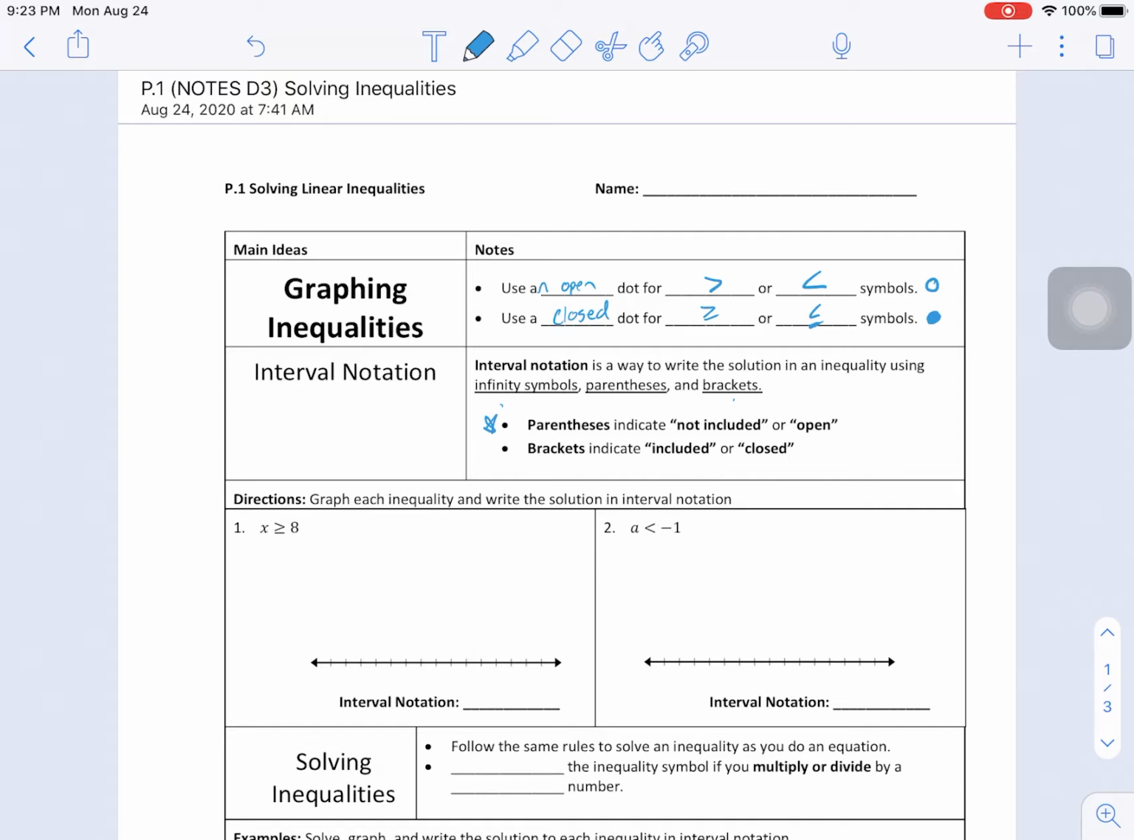So this statement is important. What that means is if there's a parenthesis next to a number in an interval, which is written like this, some kind of number, comma, some kind of number, and there's a parenthesis here, it means that it's not included. So that number would not be included in the solution. Brackets are another important thing, and this indicates included or closed. So then we would say bracket with a number, comma, a number, and then a bracket, and that means we would include the number in our solution.